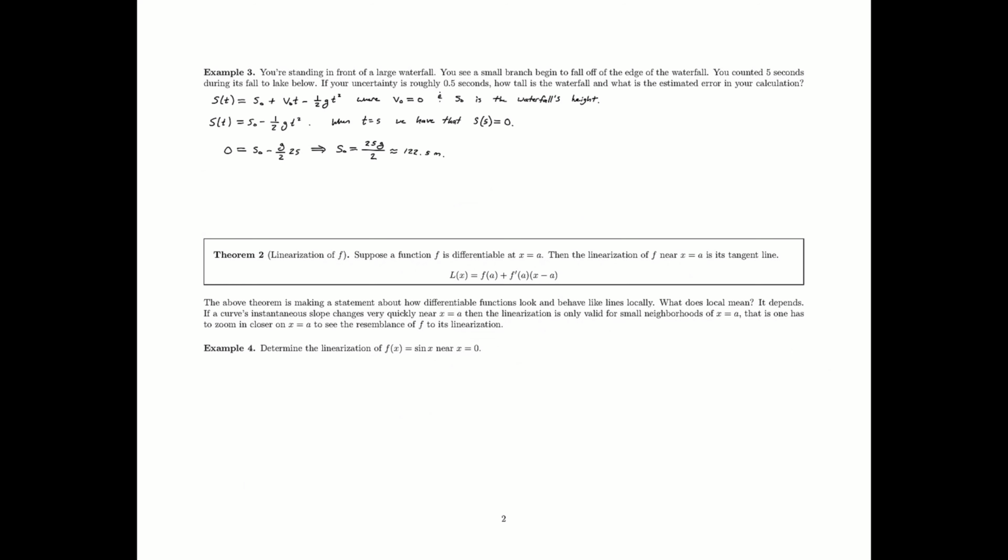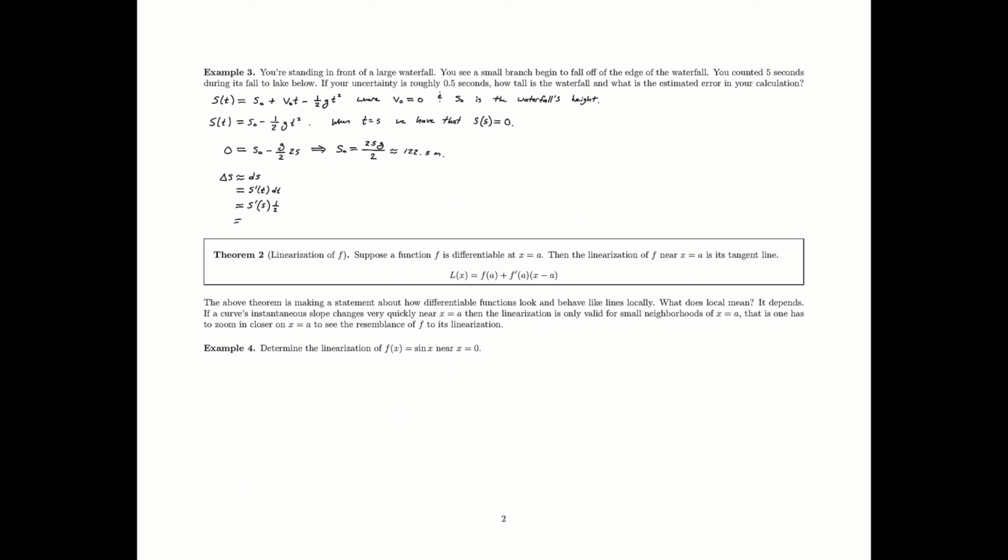Now, what's the estimated error? Well, remember that the actual possible difference is estimated by ds. In practice, ds is usually much easier to calculate than delta s. So this is s prime of t dt. So we want to know this at our 5 seconds. And our dt is 0.5 seconds, so half a second.